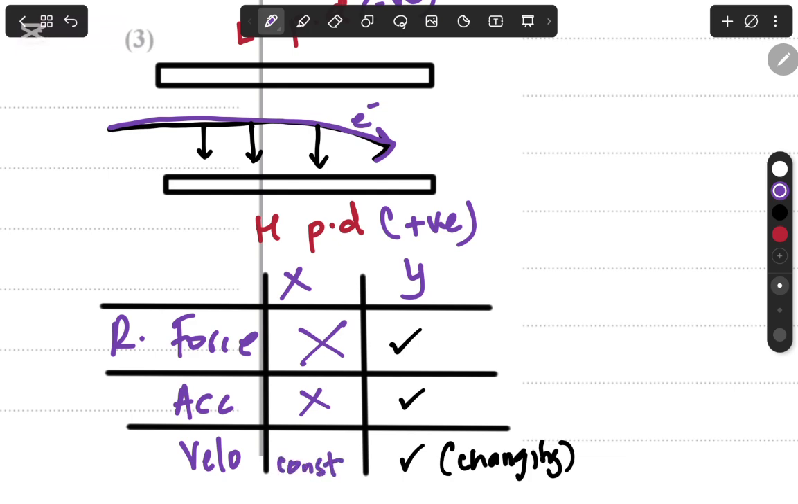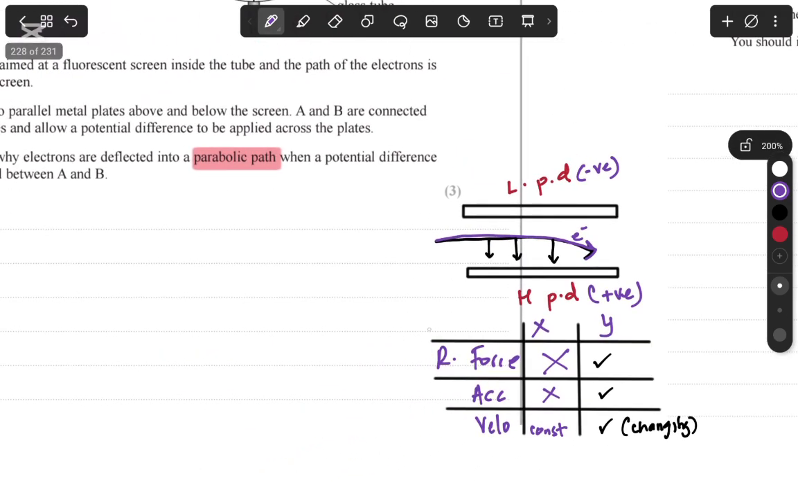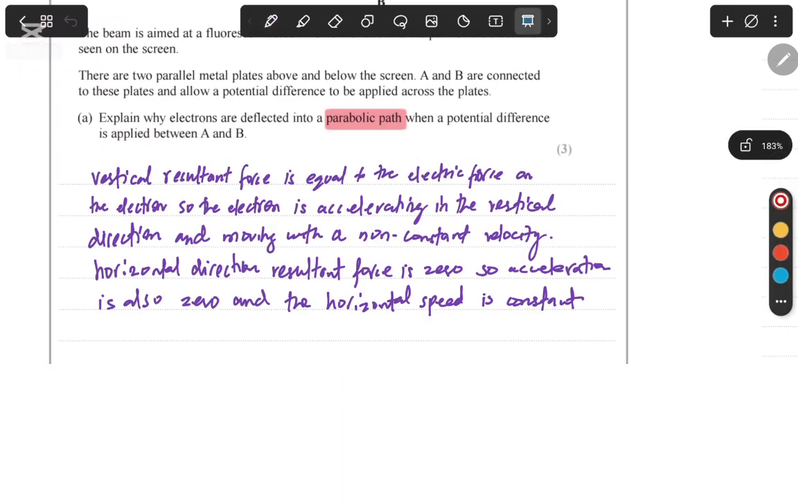This is the same type of thing you have seen in projectile motion as well. It's just that instead of the weight acting, we have the electric force acting on the electron. So I hope that was clear, and all of this is basically the reason why the electron is following a parabolic path. So here I've just written it all down.